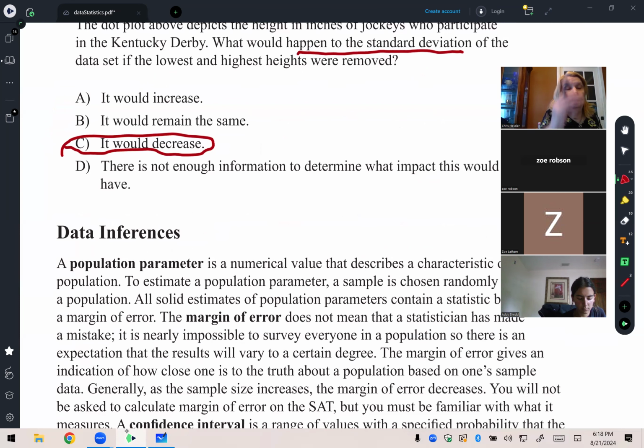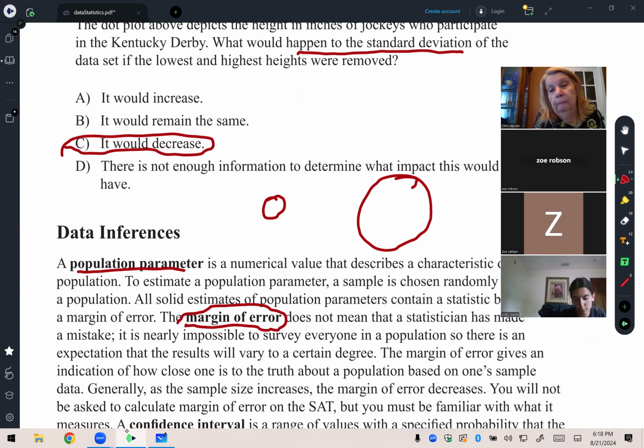Now, this sort of ties into the presidential campaign. They can't go out and interview everybody in the United States to see who's going to vote for who ahead of the election. So this is the margin of error. Which would be easier to hit, a small dartboard or a big dartboard? It's going to be easier to hit the big dartboard, right?